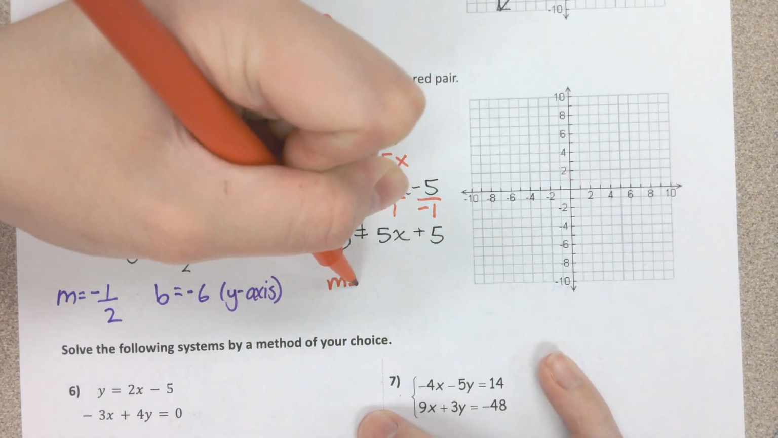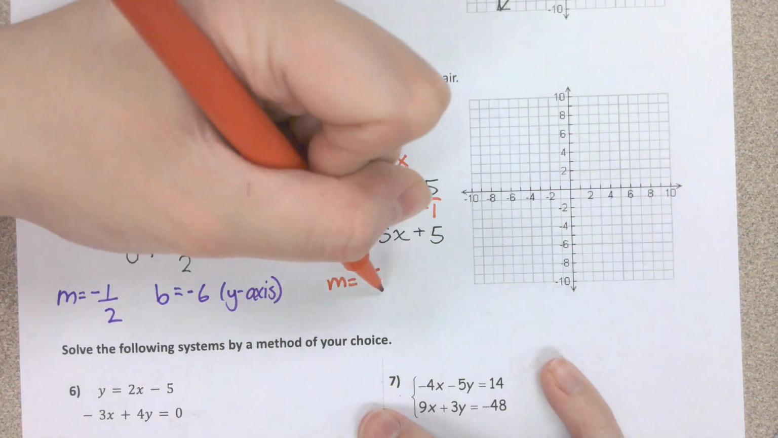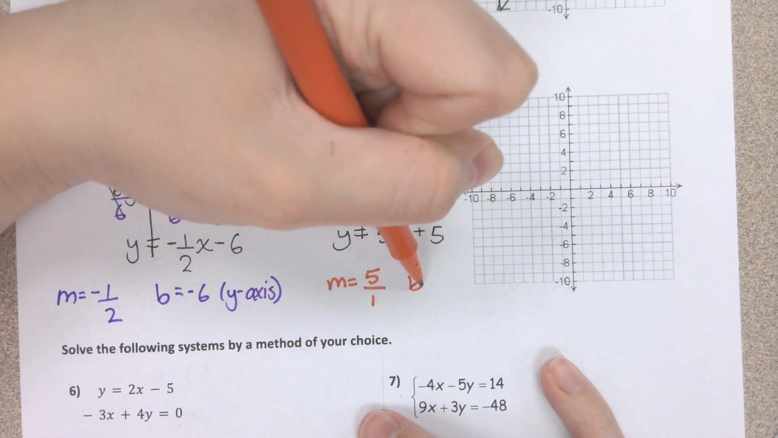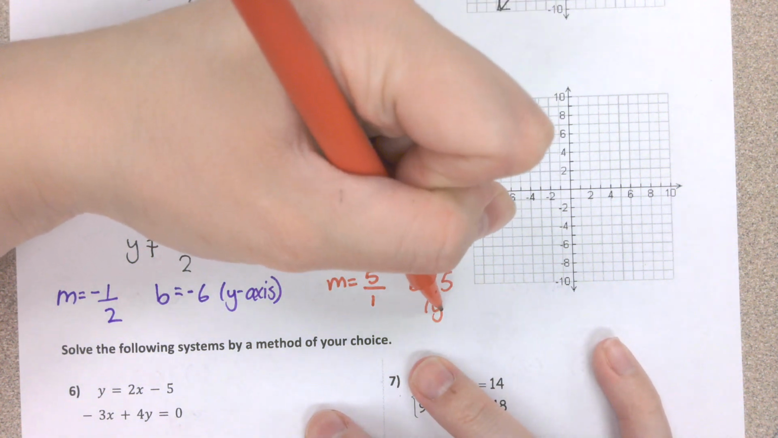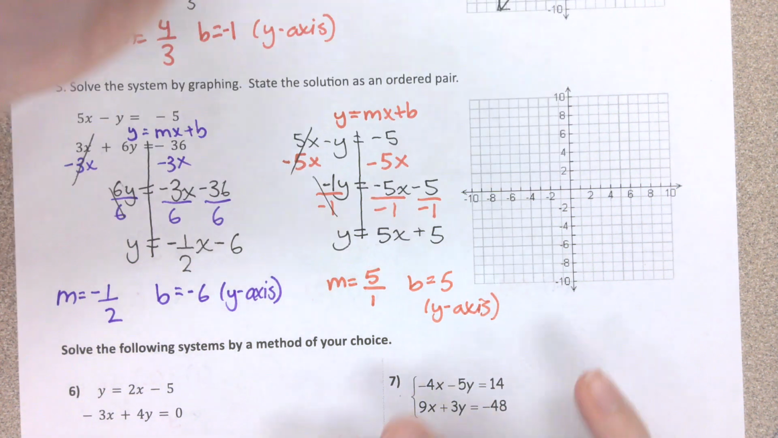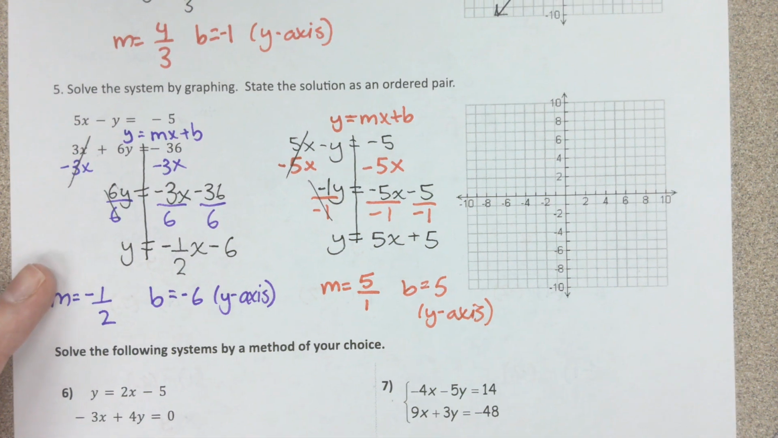So m equals 5. And when it's a whole number, just put it over 1. And b also equals 5. Again, y-axis for the starting point. All right, let's graph both of these.